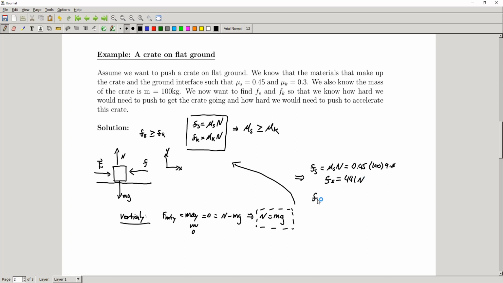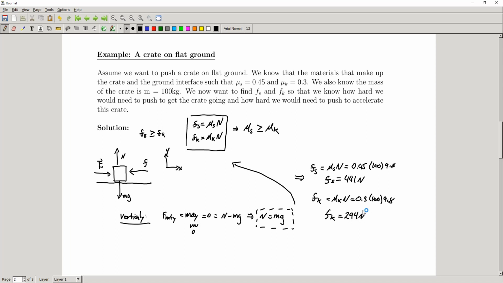And if we do the same thing for our force of kinetic friction, except now with mu sub k, I'll just write it out here, we're going to find that the force of kinetic friction opposing motion is going to be equal to 294 newtons. And again, it's smaller than the force of static friction, and that's what we would expect, right?